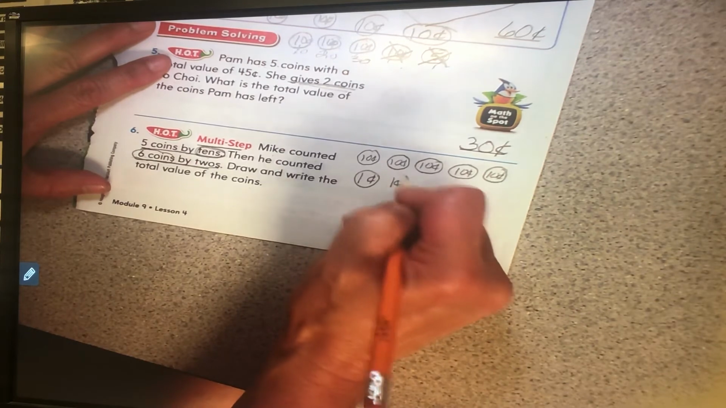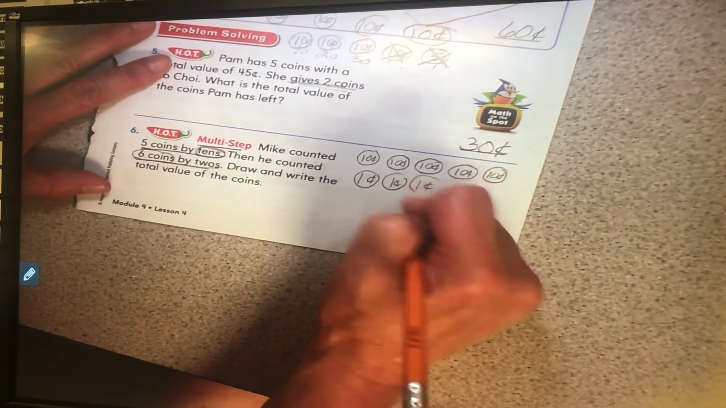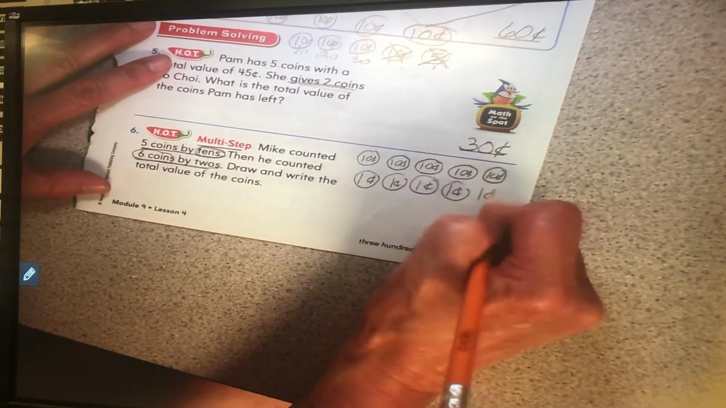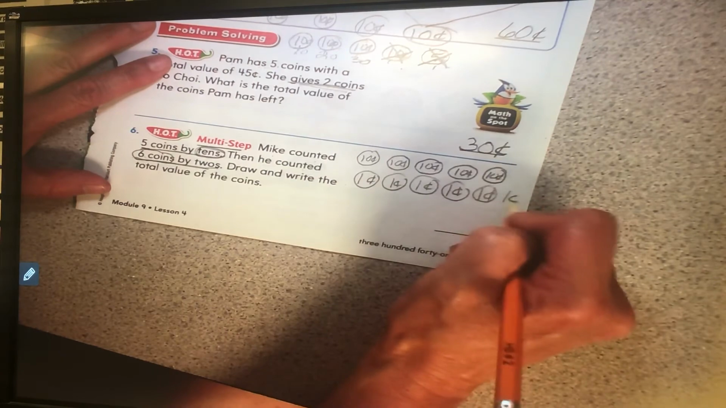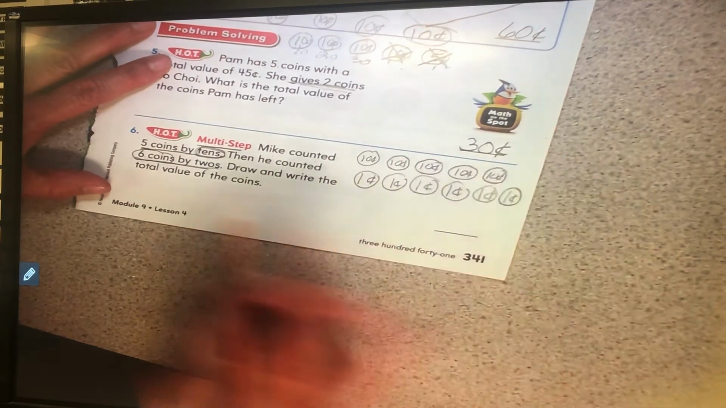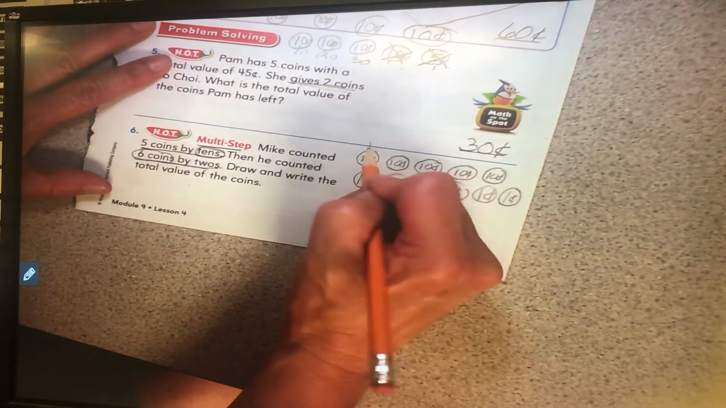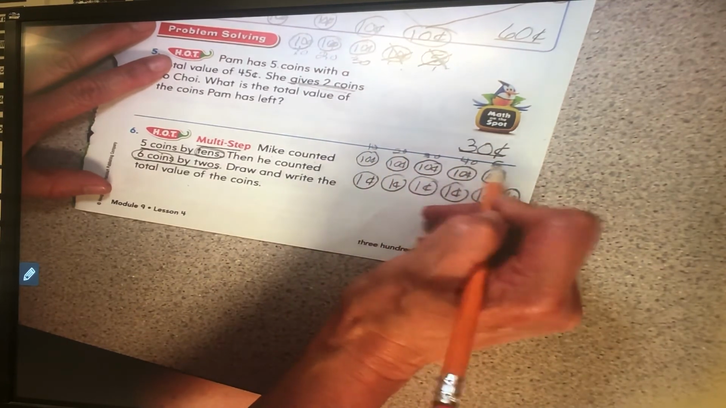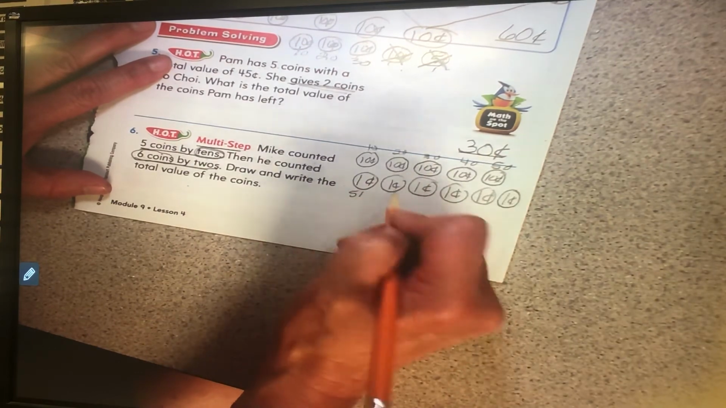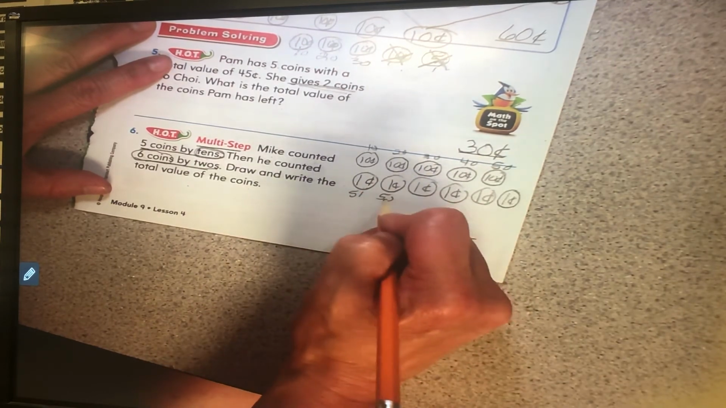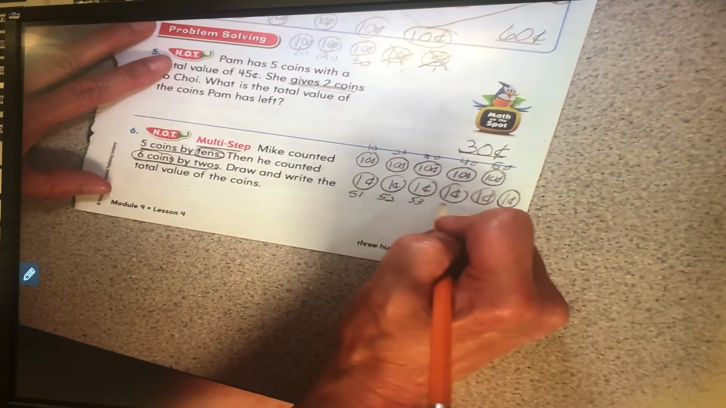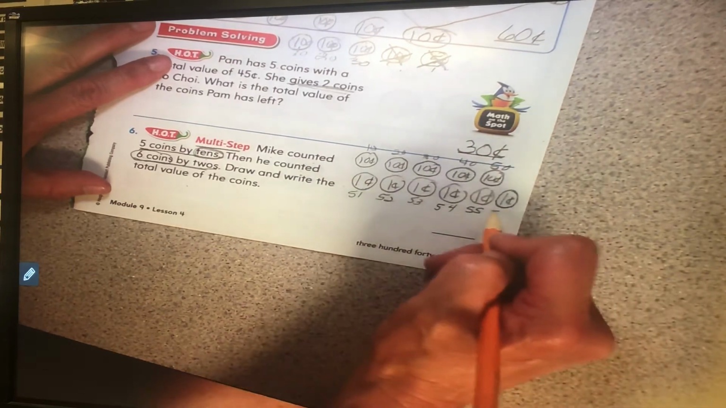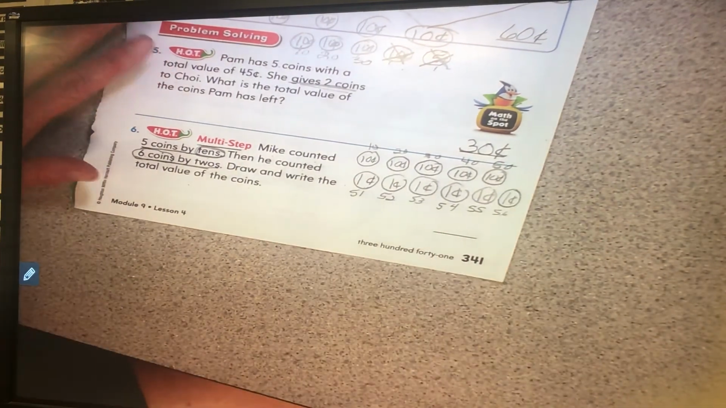1, 2, 3, 4, 5, 6. Okay, let's count it. 10, 20, 30, 40, 50, 51, because we're going to ones. 52, 53, 54, 55. Oops, Miss Cox made a mistake. 56. Is that how they told them to count?